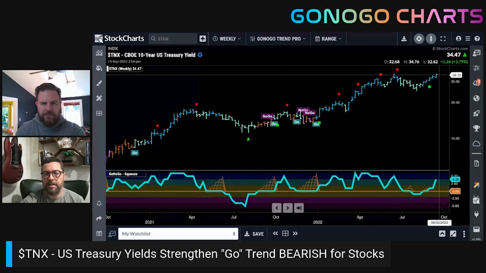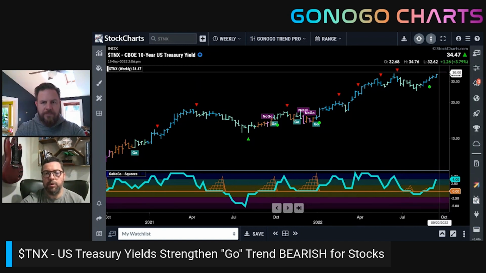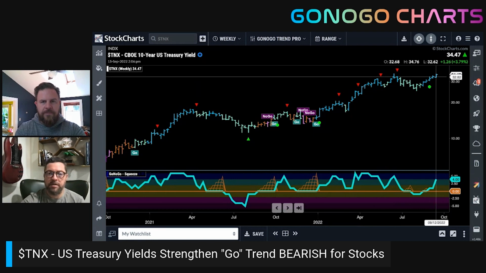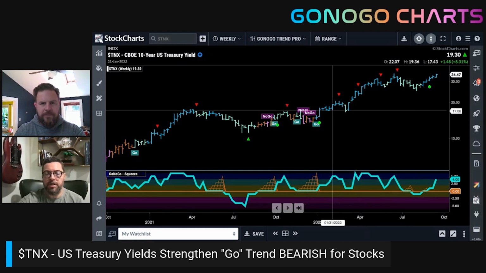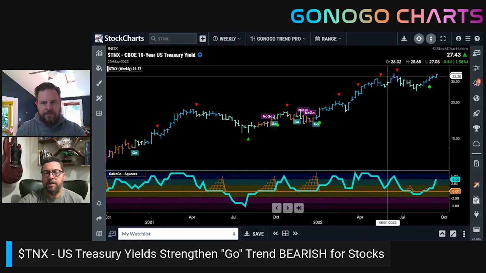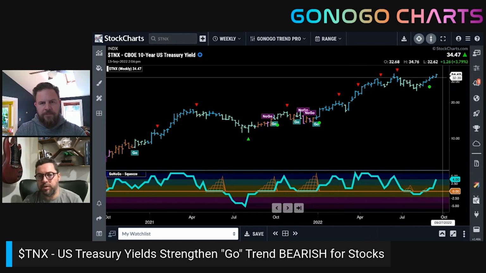Now we are at the prior highs, so we will have to see, will we break above that, set a new high, which would be bullish for rates, or will this act as any kind of resistance at this level? But certainly from this chart, there is nothing to suggest anything other than a strong go trend in Treasury rates, which, as you said, would then be a continued headwind for equities. Absolutely.